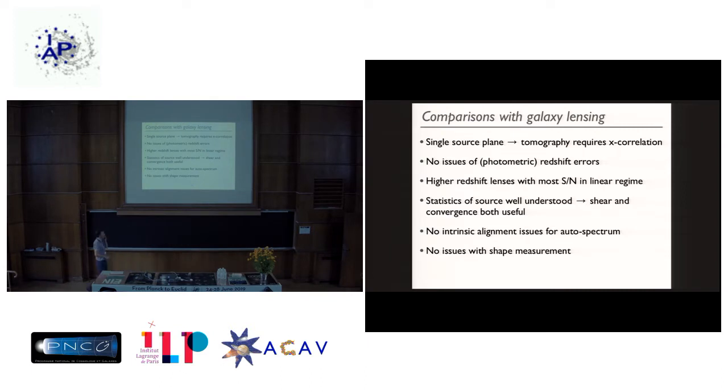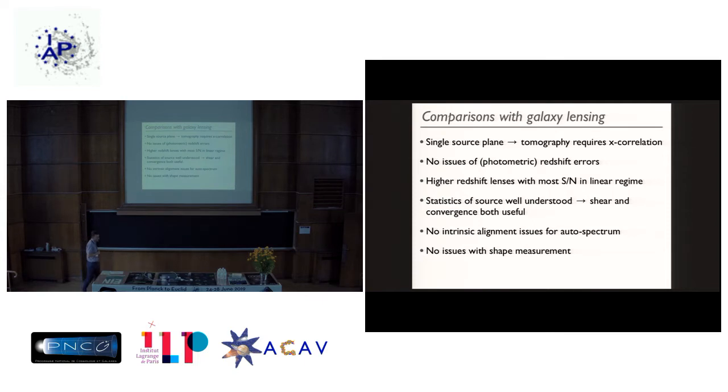Just before I do that, let me say a few words about comparisons with galaxy lensing, because obviously in this conference we've got CMB people and large-scale structure people familiar with galaxy lensing. One of the negatives of CMB lensing is that you have a single source plane, the last scattering surface, so you see everything in projection. If you want to do anything tomographic and see how things are changing in redshift, you've got to cross-correlate with something. However, that's a bad thing.